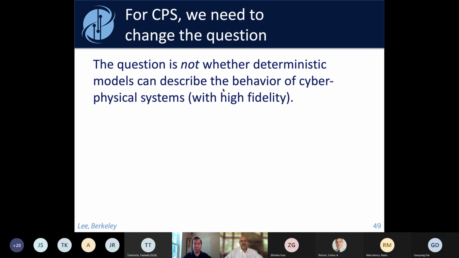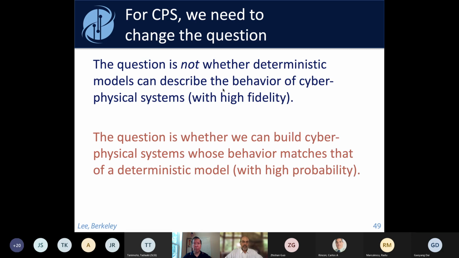So for cyber-physical systems, the question is not whether deterministic models can describe the behavior of cyber-physical systems with high fidelity. That's the wrong question. The right question is whether we can build cyber-physical systems whose behavior matches that of a deterministic model with high probability. That's a much better question. I know how to answer that question, in fact. And in fact, much of engineering in the world of computing has been all about answering that question for the last 50 years or so.